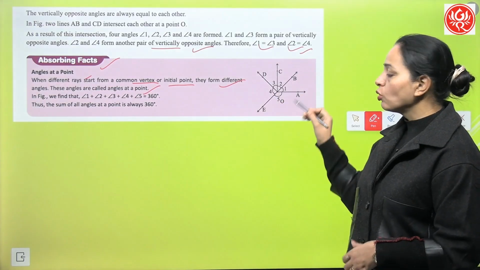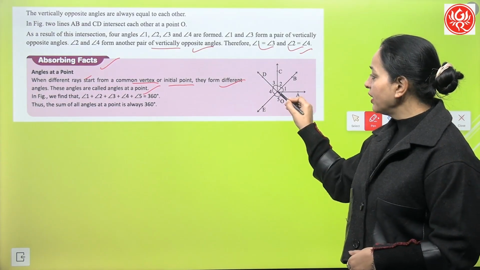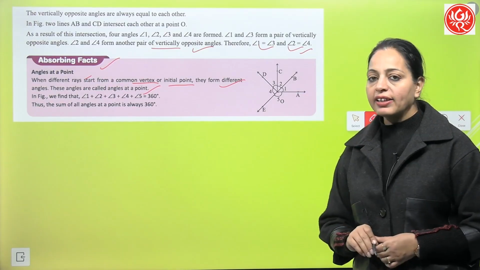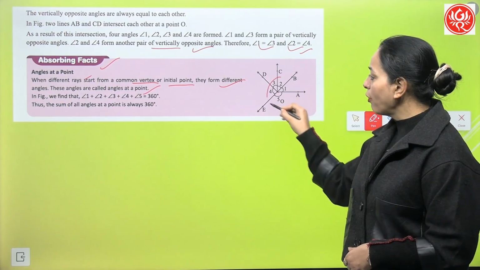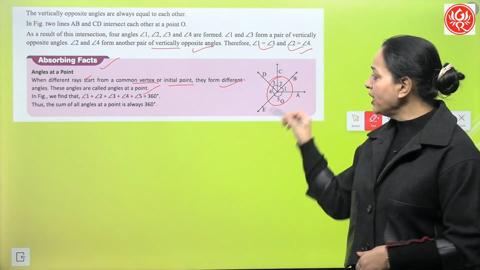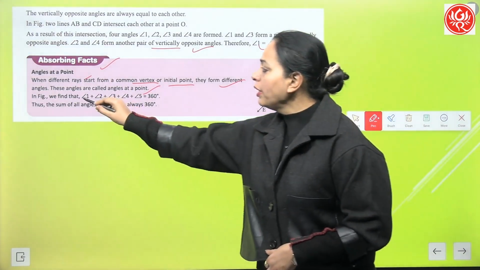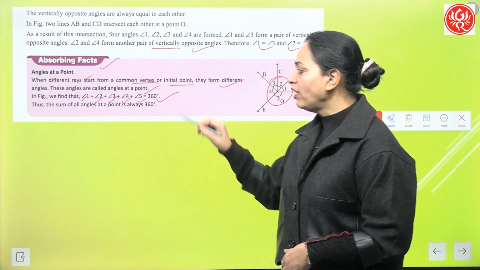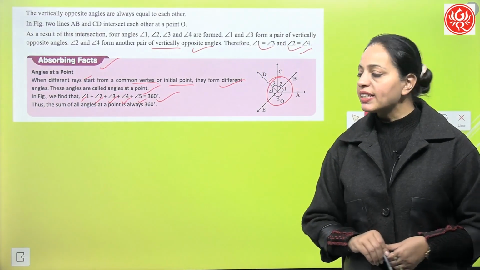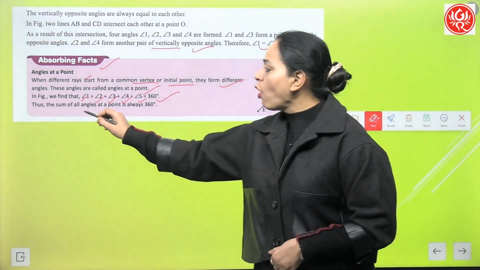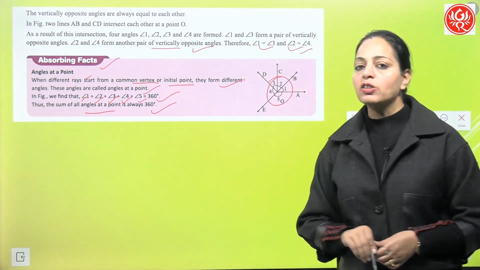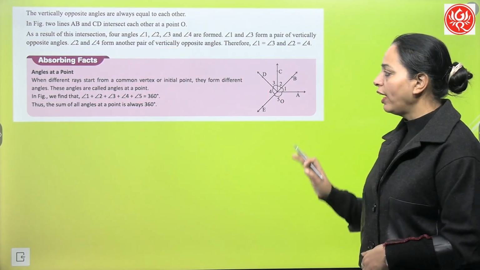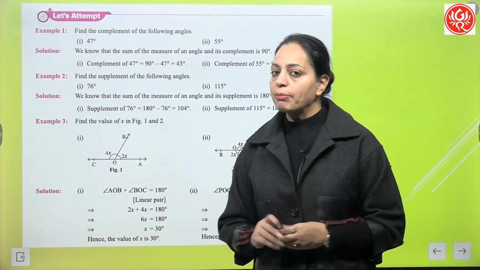When two lines or two rays are cutting, they are intersecting at a point, so we are getting different angles and we can see they are forming a circle, a complete round. So angle 1 plus angle 2 plus angle 3 plus angle 4 plus angle 5 equals 360 degrees. The sum of all the angles at a point is always 360 degrees. Okay. Now we have some examples.